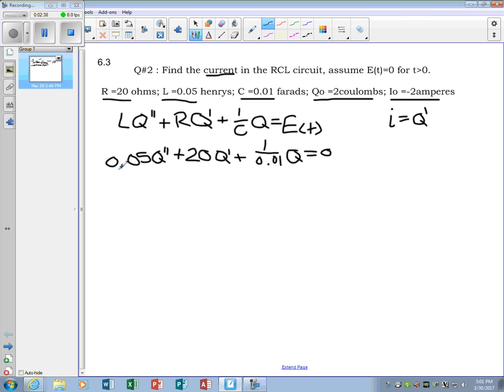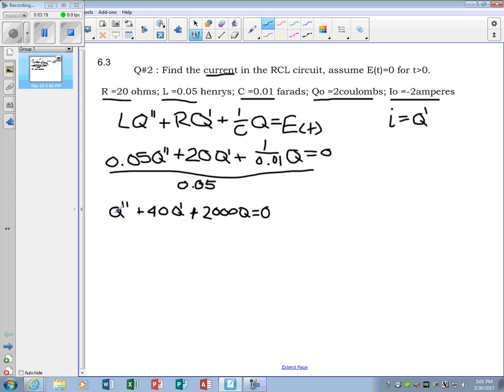So that's important to remember as we go through this problem. First of all, I'm just going to divide this whole thing by 0.05 because I want to get that first term by itself. I want to get this Q double prime by itself, and that's plus 40 Q prime, and then a rather large number, 2,000 Q, still equals 0.